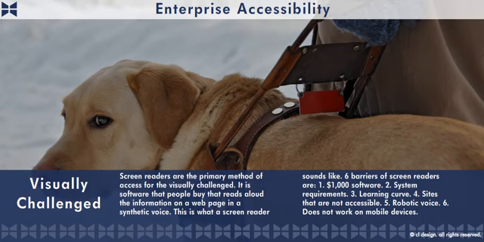6 barriers of screen readers are: 1. $1,000 software. 2. System requirements. 3. Learning curve. 4. Sites that are not accessible. 5. Robotic voice. 6. Does not work on mobile devices.